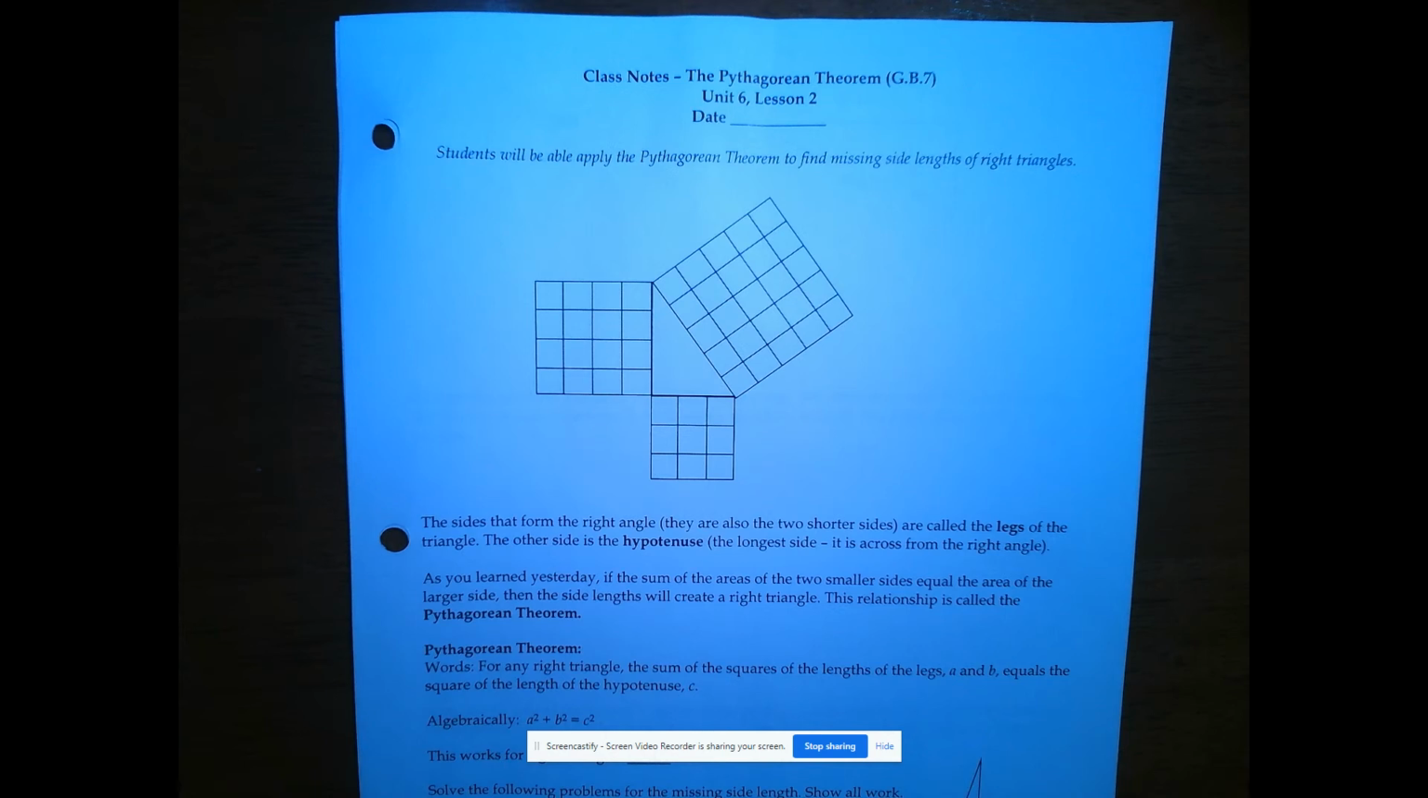Welcome back to Unit 6, Lesson 2, Pythagorean Theorem. You've probably heard it before, maybe even referenced in a movie. We're going to talk about it today. Students will be able to apply the Pythagorean Theorem to find missing side lengths of right triangles.